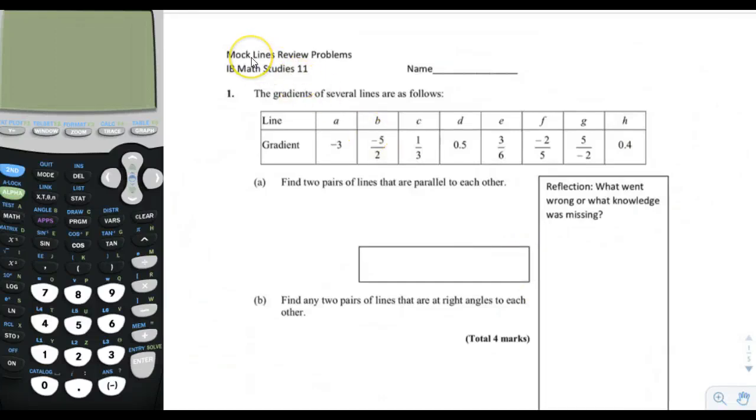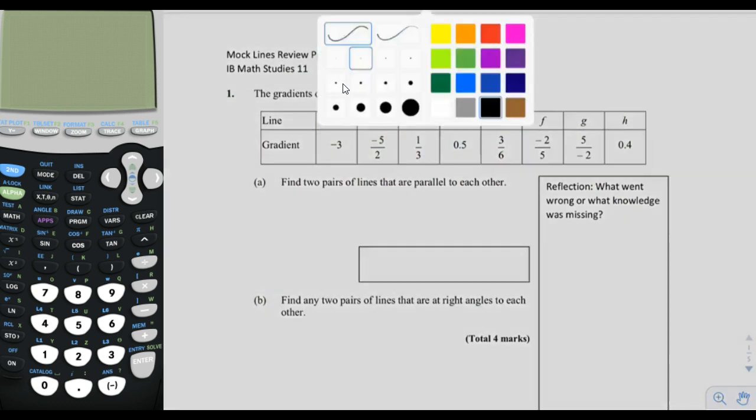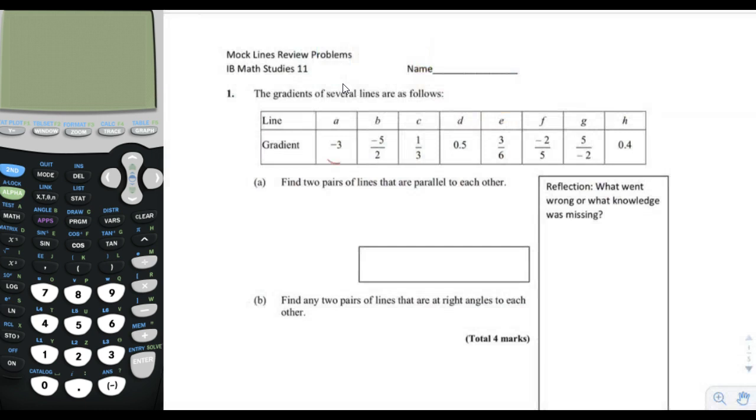Okay, mock exam for lines. Number one, the gradient of several lines are as follows. A, B, C, D, E, F, G, H, I are the names of the lines. The gradients are -3, -5/2, etc. Find two pairs of lines that are parallel to each other.